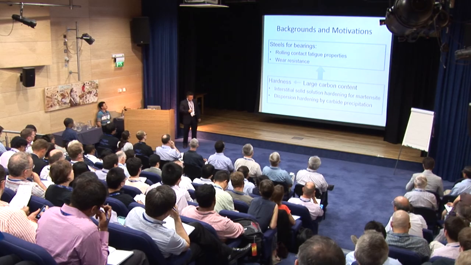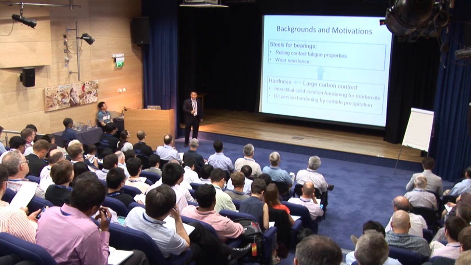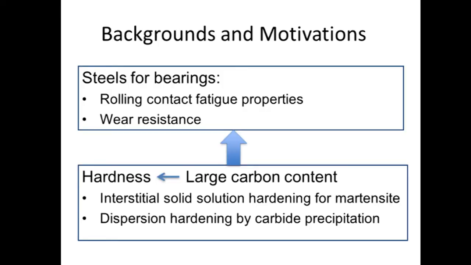Bearing is a very important structural component in all kinds of machines, or even automotive or aerospace. So I'm thinking about bearing steel. What are the requirements for the steels for bearings? First, the rolling contact fatigue property and also wear resistance. How can we improve both the rolling contact fatigue property and the wear resistance? By increasing the hardness. So we have to guarantee very high hardness in the bearings.